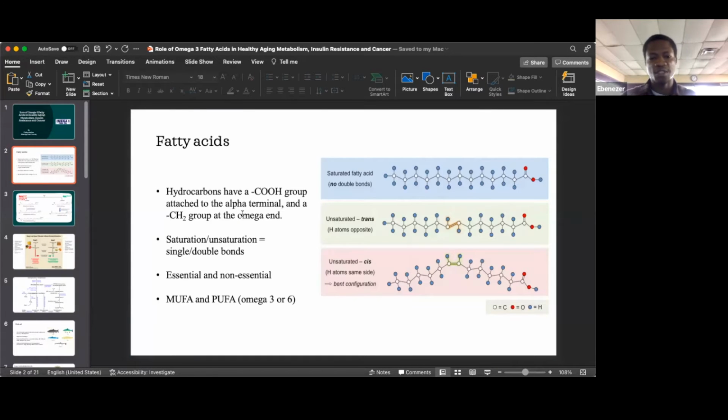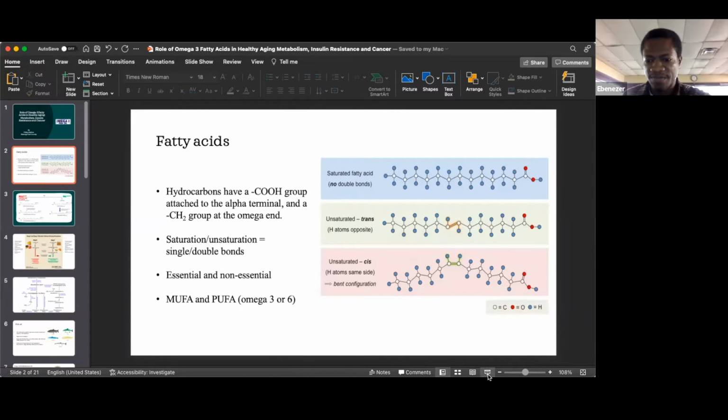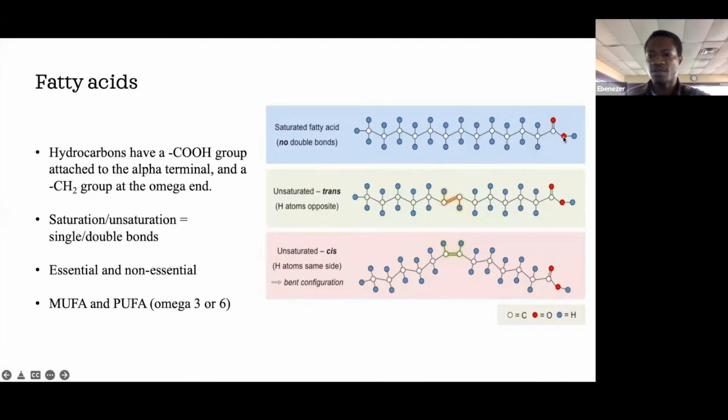They are hydrocarbons that consist of the carboxyl group, as well as many methyl groups. So in the image on my right-hand side, we can see this particular point. Let me share the screen. Okay, this slide. We can see that this particular area denoted with red, this functional group, represents the carboxyl group, while the methyl end, starting from here, represents the omega group, and is named from the omega end.